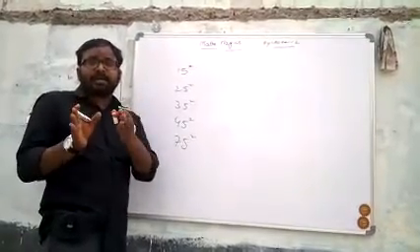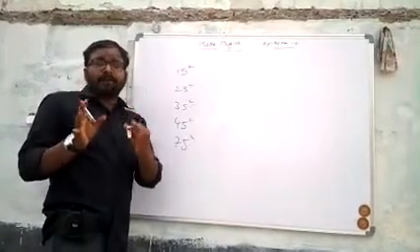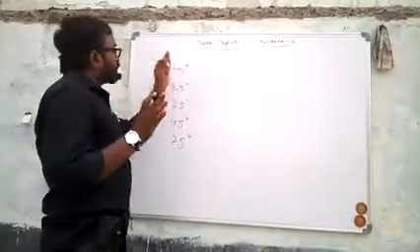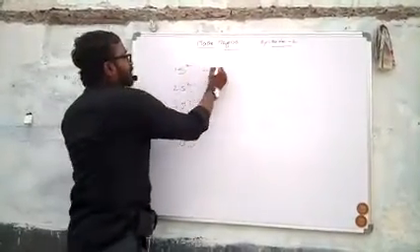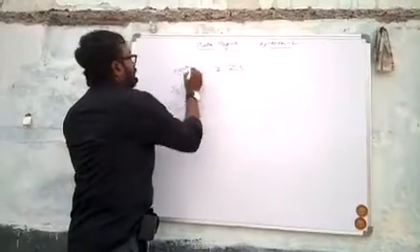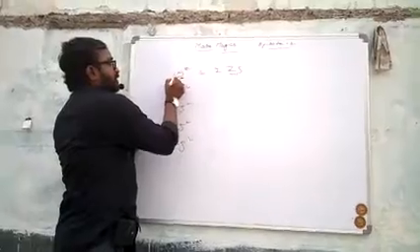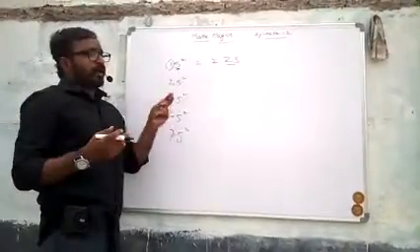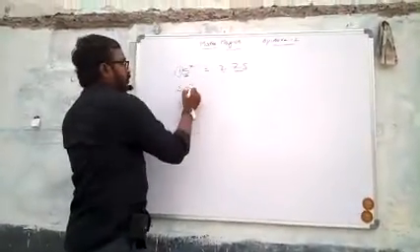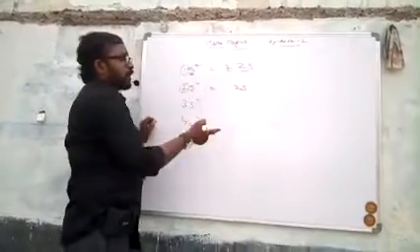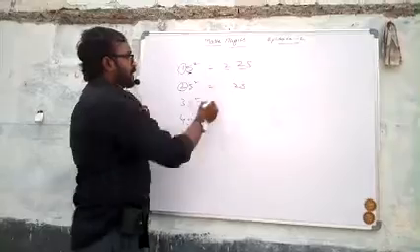This rule is applicable only to the numbers which are ending with 5. 15 square is 225, that is 5 square is 25. This is the units digit, this is the tens digit. Tens digit is 1, 1 after 2, 1 times 2 is 2. 5 square is 25, tens digit is 2, 2 after 3, 2 times 3 is 6.